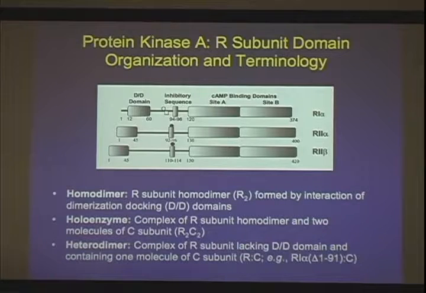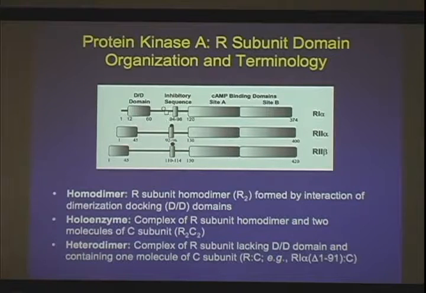These are the players, the major players that we're going to be talking about today. These are the R subunits, the regulatory subunits of protein kinase A. These are 3 of the 4. We're actually studying R1 data right now, but we don't have any data to show you on this. The domain organization consists of an N-terminal dimerization docking domain, which allows the R subunits to form homodimers.